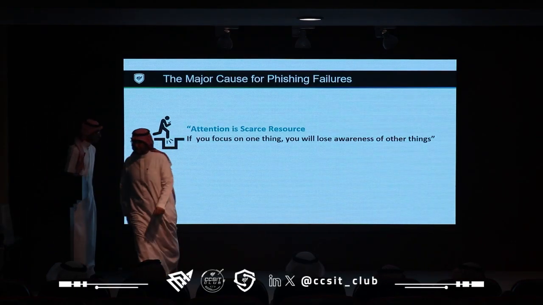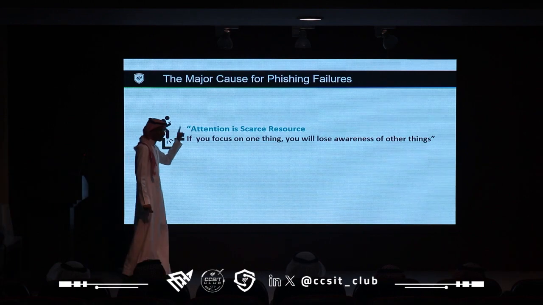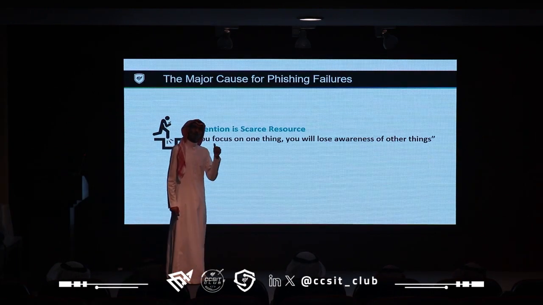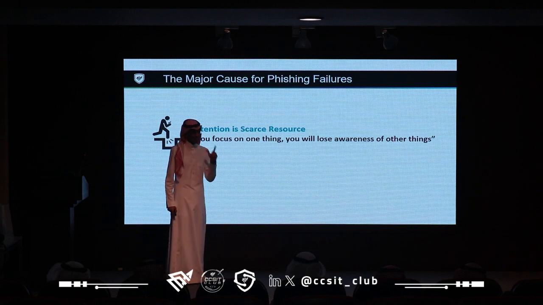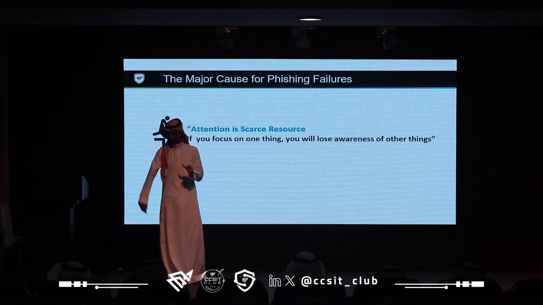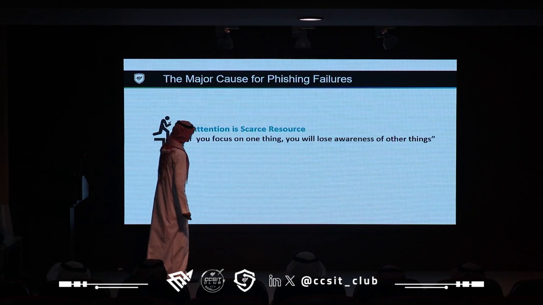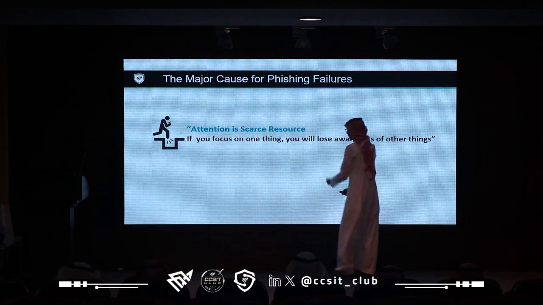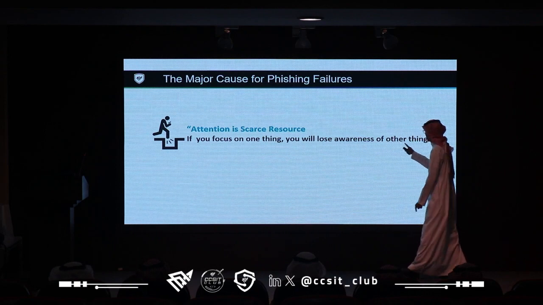This is a quote from a book. Whoever knows the book and the writer will get the bonus. Attention is a scarce resource. If you focus on one thing, you will lose awareness of another.